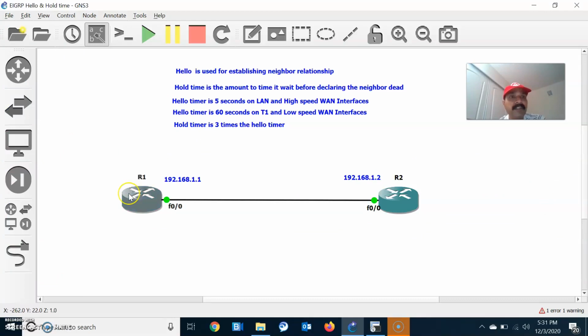So that is the only difference between OSPF and EIGRP. In case of OSPF, we are using hello and the dead interval. So for R1 and R2 to form a neighbor relationship, both the hello and the dead interval on R1 and R2 should remain the same. But in case of EIGRP, we will be using hello and the hold on timer. So I can configure different hello and hold interval on R1 and R2. So even if it is different, still it will form a neighbor relationship between R1 and R2.